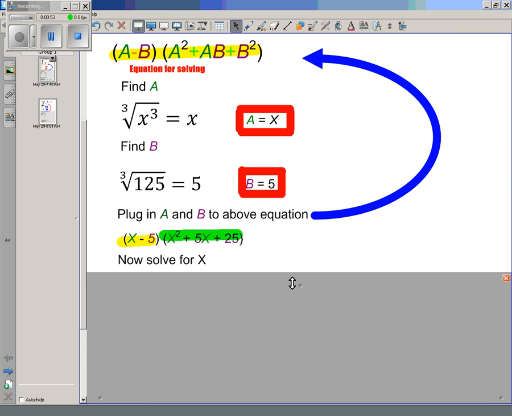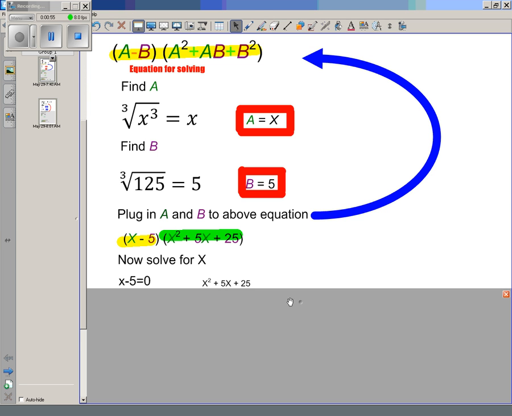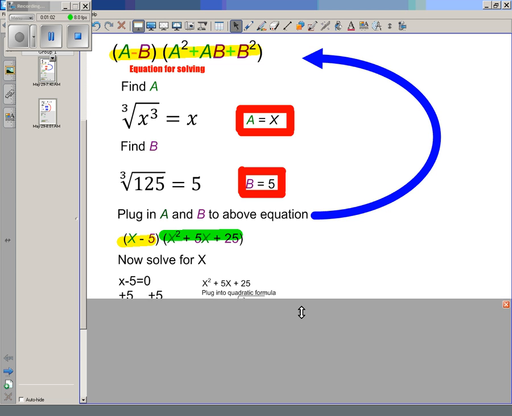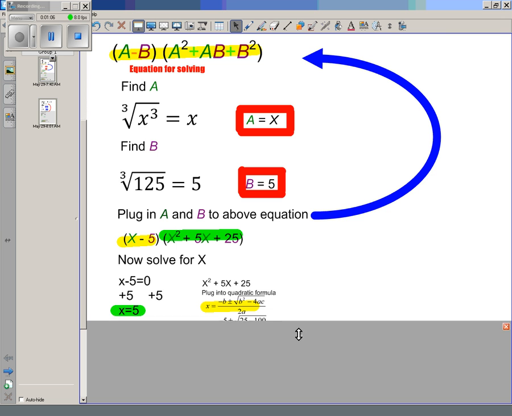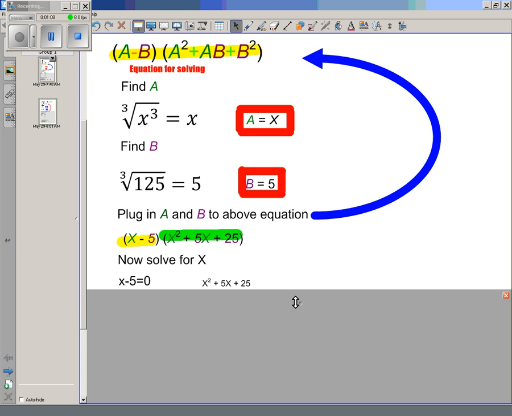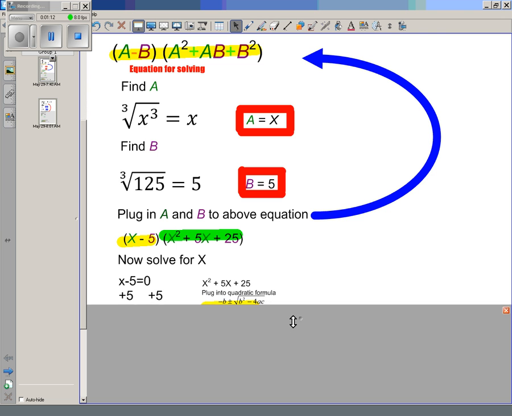They're going to want to solve for x. So first off, we have two different equations. The yellow is in one equation, and the green highlight is another equation. So you do x minus 5 equals 0. You're going to plus 5 to each side, and you're going to get x equals 5. And then for the other side, you're going to do x squared plus 5x plus 25. You're going to plug that into the quadratic formula, as you see below.